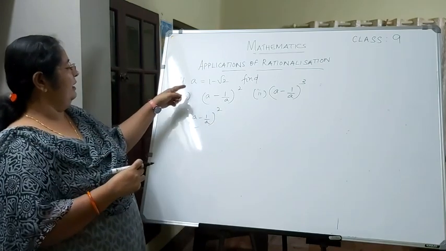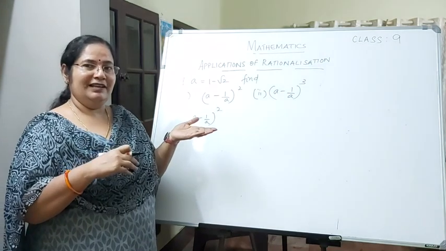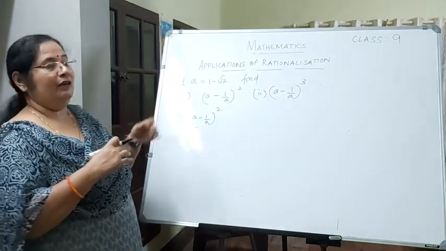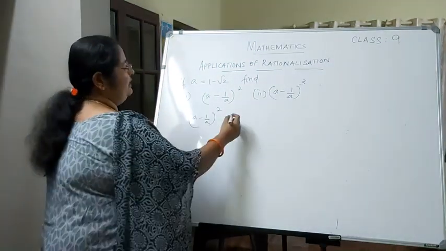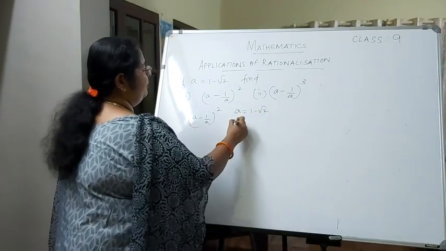Are you going to find a, then 1 by a, and then use the identity a minus b the whole square? No. Here is an easier way. What will you find first? You know what a is. A is 1 minus root 2. So what would be 1 by a?